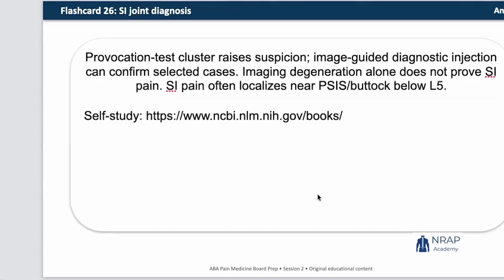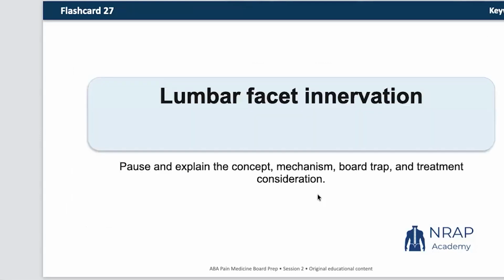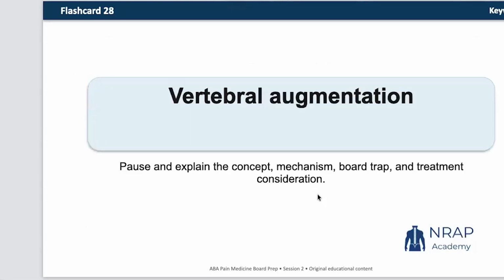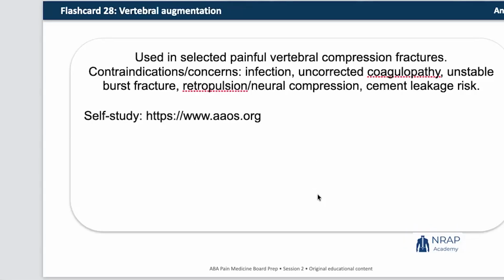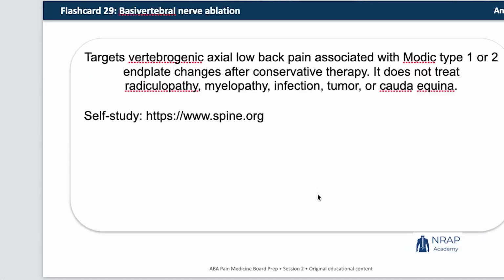SI joint, you need to do different provocative maneuvers. The compression test, Faber's, Lasègue's maneuver, all these maneuvers you can look up if you don't remember them. And you need to do a diagnostic test before you treat. Just a caveat: typically, the patients will have referred pain down the leg, but typically there won't be sensory abnormalities like numbness or weakness, right? We talked about facet innervation, vertebral augmentation. Be careful with infection, uncorrected coagulopathy, burst fractures, retropulsion, neurocompression, and cement leak is a risk.